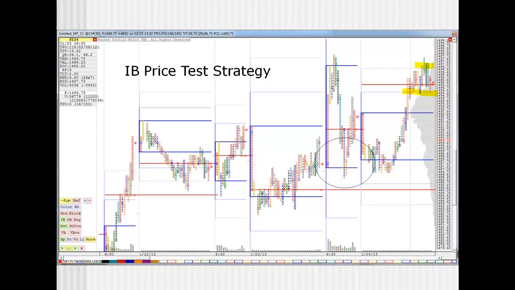Test 1, test 2. Range extension to the upside. In as a long at this level. First target conceivably would be here. Prices continue to move higher. My goal or my ambition is for prices to get up to here.